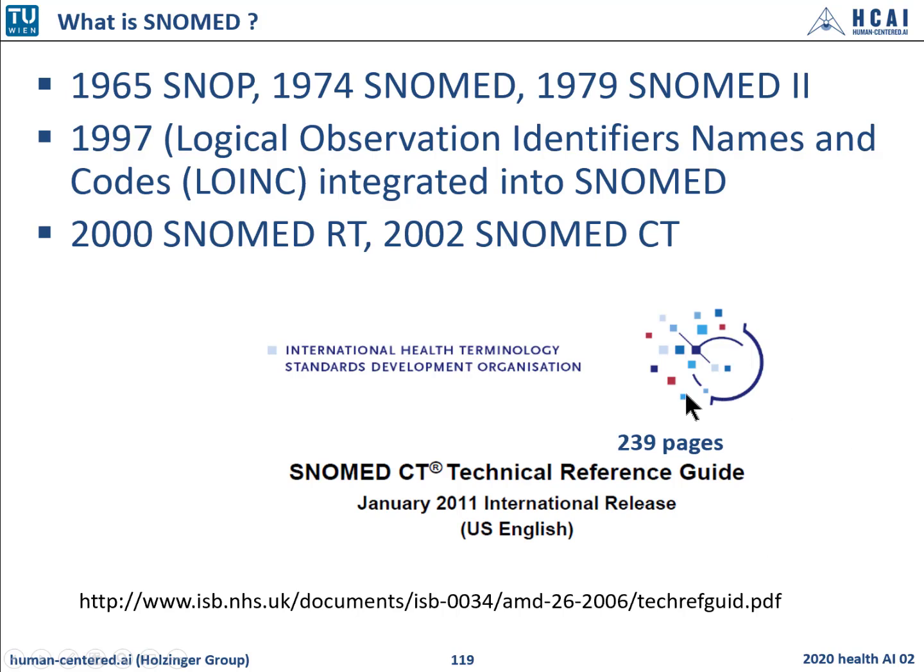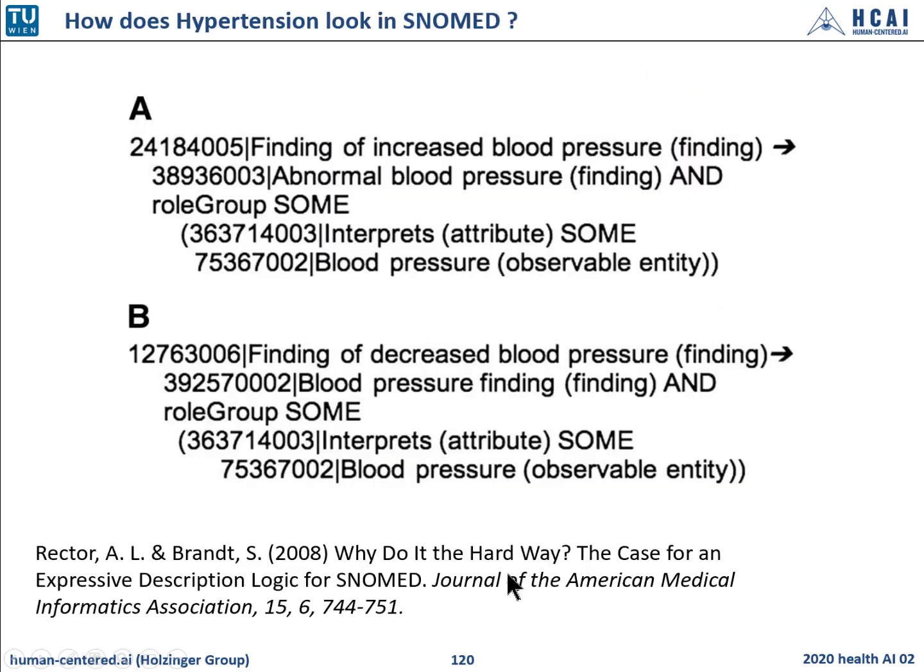And this is the handbook, so you have a good documentation about it. In July 2009, it contained over 388,000 concepts, 1.2 million descriptions and 1.4 million relationships. And this is, of course, constantly updated.